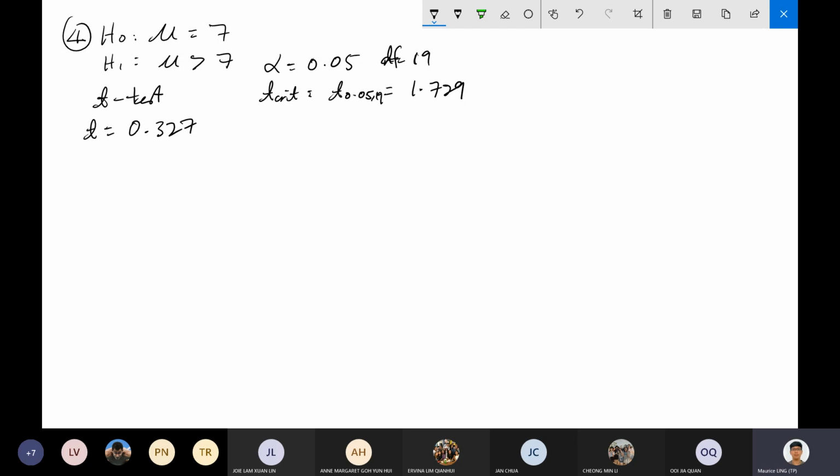So, do you accept or reject the null hypothesis? Yeah, so you fail to reject. In this case, you accept the null hypothesis. All right. So question 5. Any problem in question 4? Do you get the same answers? Okay. So question 5.